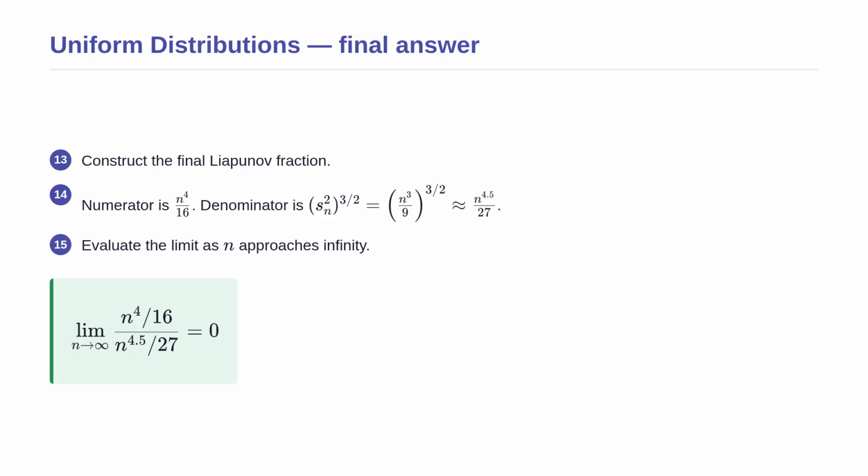We finally have all the pieces to evaluate the Liapunov fraction. We place our sum of third moments, growing at n to the 4th, in the numerator. In the denominator, we take our total variance and raise it to the power of 3 halves, which gives us a term growing at n to the power of 4.5. Because the bottom of the fraction grows much faster than the top, the entire fraction shrinks to exactly 0 as n approaches infinity. The condition is perfectly satisfied, proving our growing variables will still form a beautiful bell curve.